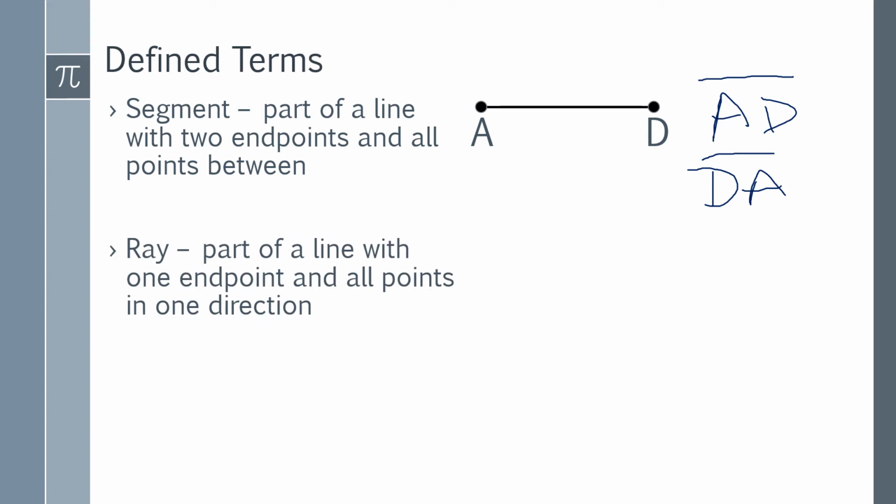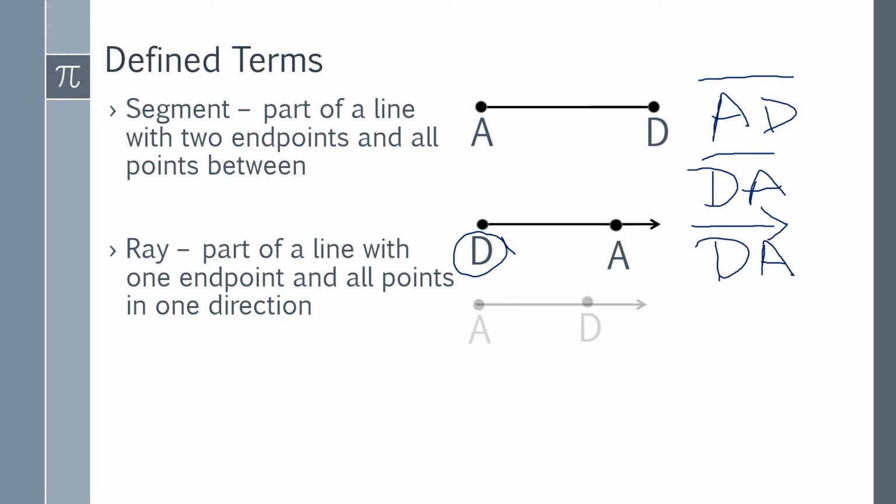A ray is also part of a line with 1 endpoint and all points in one direction. Here is one ray. A ray is named by its endpoint, so that letter must come first. So therefore we can call this ray DA, but this time the symbol above it is going to be different. It's going to have an arrow on it.